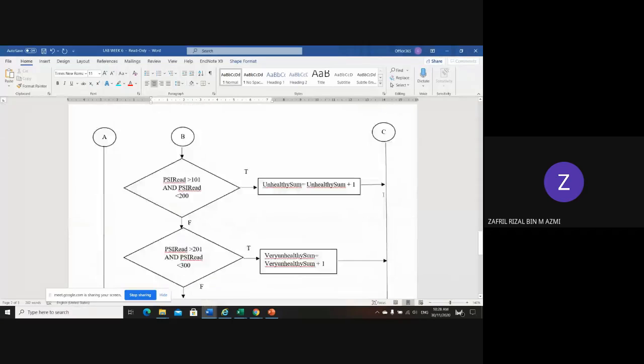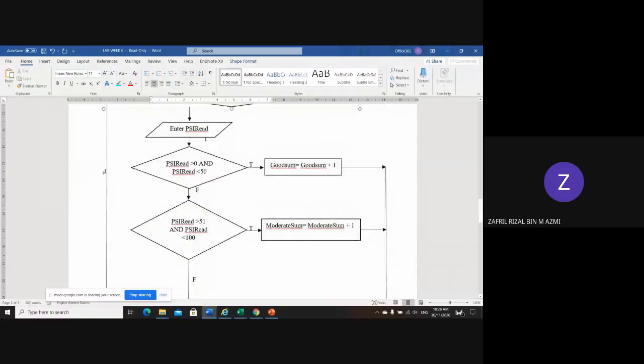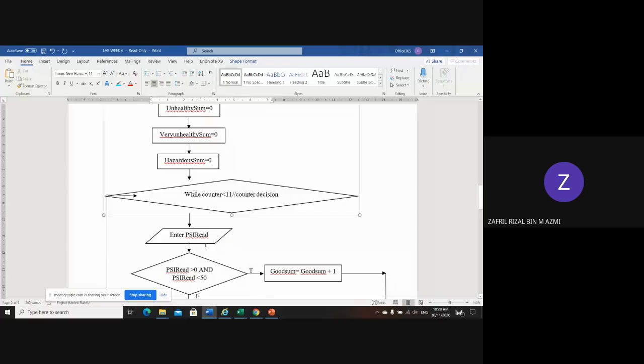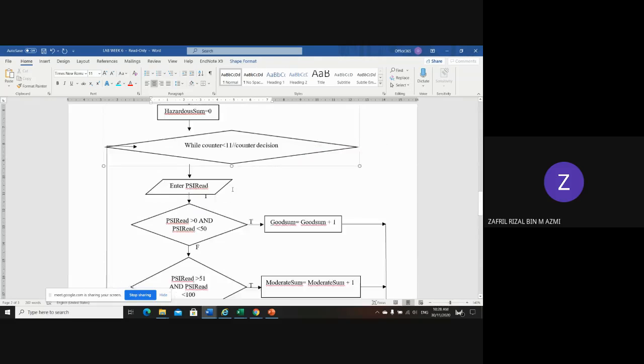It will go over here, do the counter update, and go up again. Check the counter whether true or not. If true, then the user will enter. So the user enters 47, and it will go over here again. So good sum equals 1 plus 1, because previously the value is 1, so not 0 anymore. The value has already been updated to 1, so 1 plus 1, good sum value is 2. It will go up again 10 times.